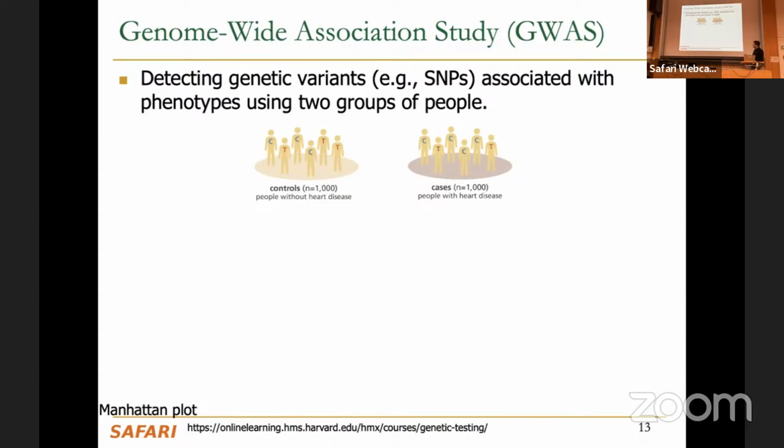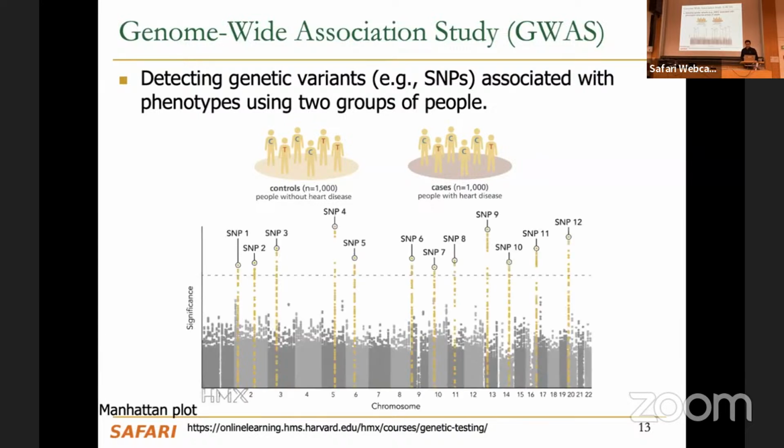Usually you have a control group, and your cases, people with a particular symptom, for example heart disease, and your control group without that symptom. What you do is compare the genomes of these individuals and try to find whether there is a particular variation that we consistently see in our case group, but not in our control group, so that we can link this particular mutation to, for example, having a particular disease.